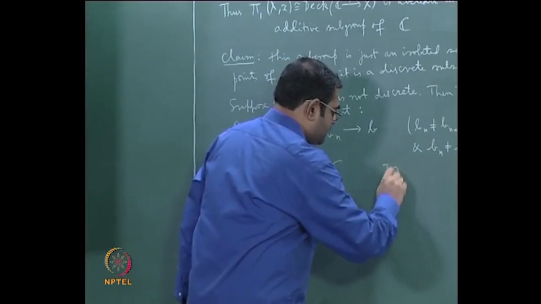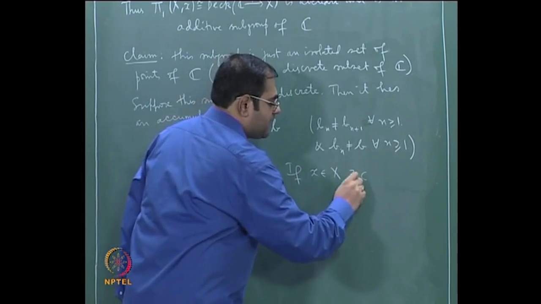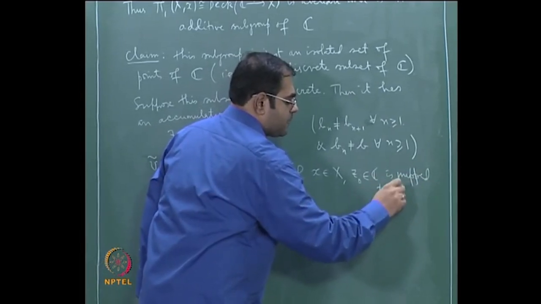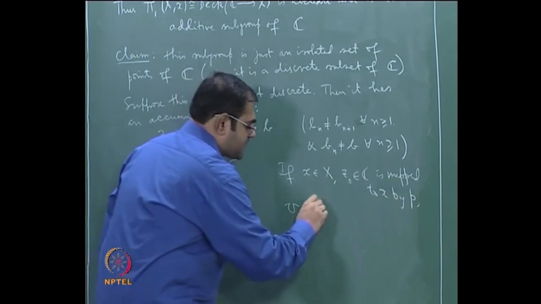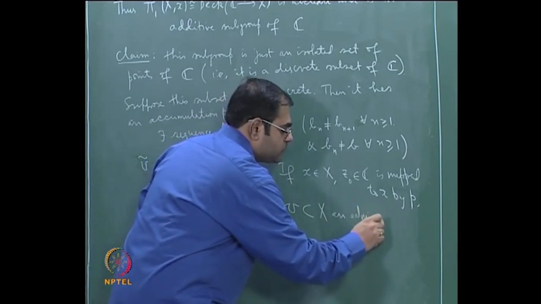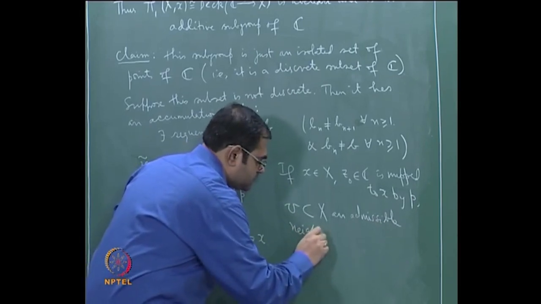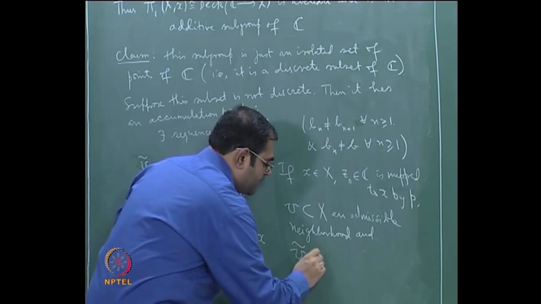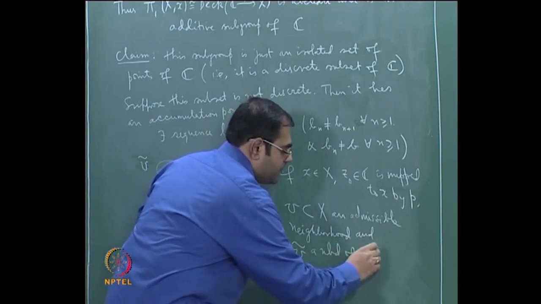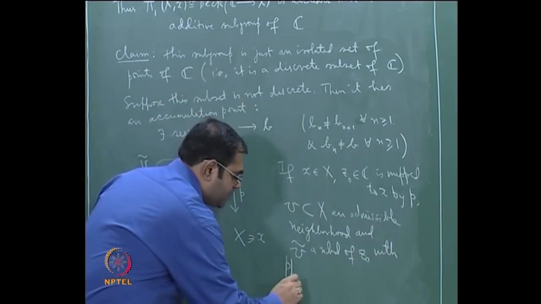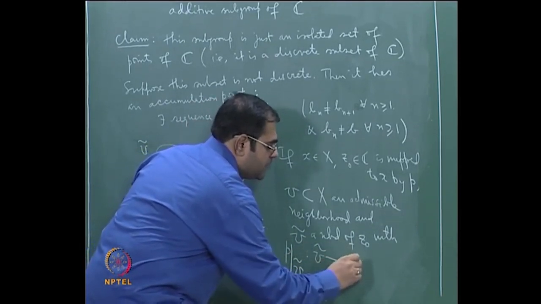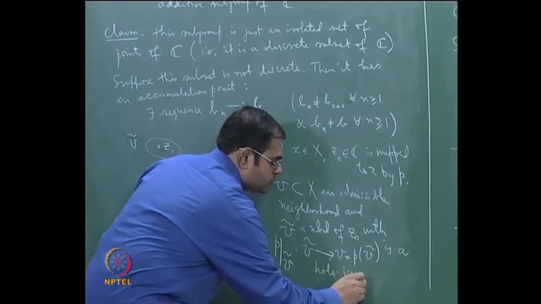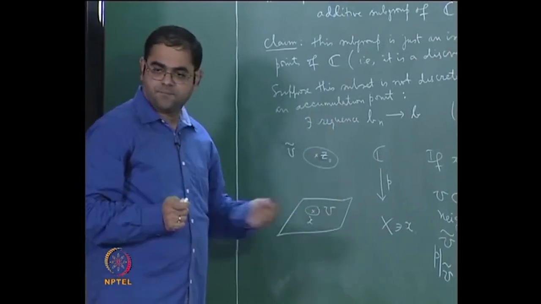So if Z naught in C is mapped to x in X by P, U in X an admissible neighborhood, and U tilde a neighborhood of Z naught with P restricted to U tilde from U tilde to U, where U is just P of U tilde, is a holomorphic isomorphism. So all this happens because this is a covering space, right.